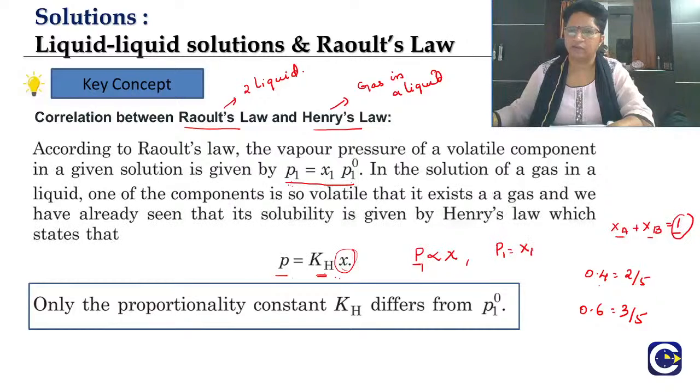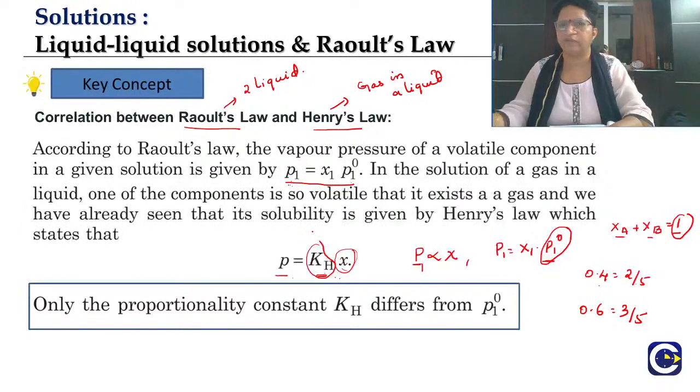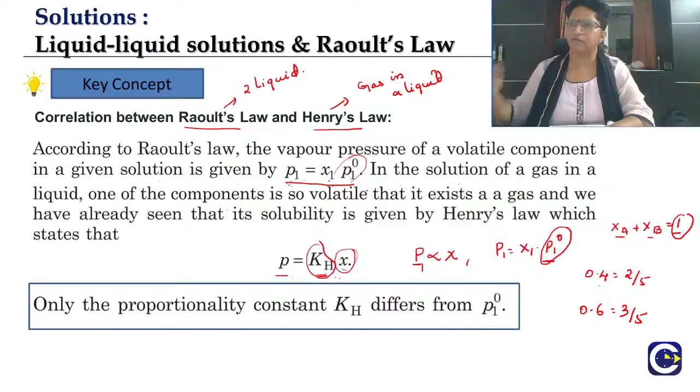P1 x1 into P1 naught. In Raoult's law we are taking the vapor pressure of the pure solvent. In Henry's law we are taking Henry's constant Kh. That is the only difference between them. According to Raoult's law, the vapor pressure of a volatile component in a given solution is given by P1 is equal to the mole fraction of 1 into its vapor pressure in the pure state. In the solution of a gas in a liquid, one of the components is so volatile that it easily goes to the vapor and exists as a gas, and we have seen the solubility is given by Henry's law.